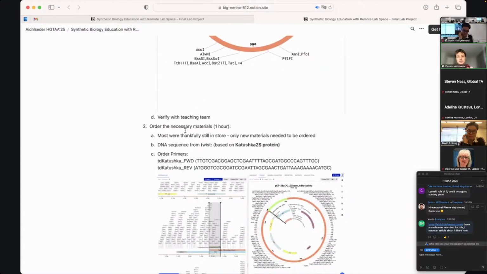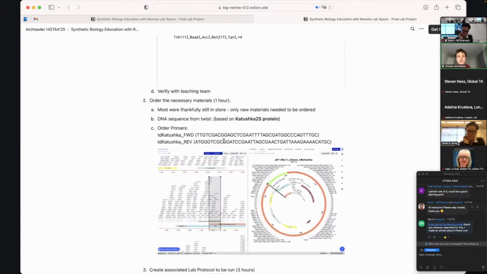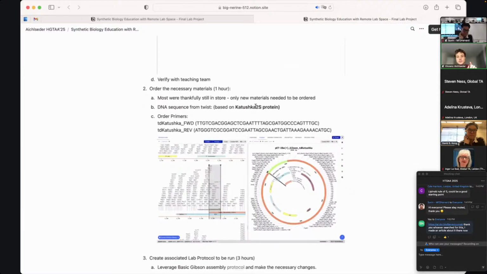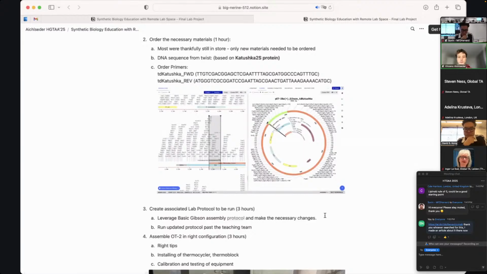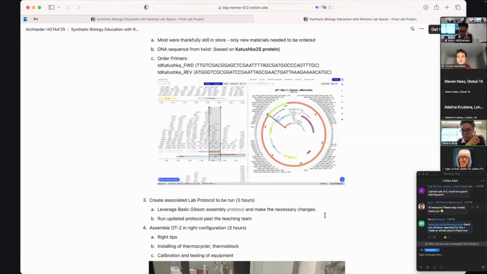Great shout out to the teaching team for helping me verify that, and to Twist for being able to order this protein sequence from them. And then we see here the forward and the backward primer so that we can actually insert it into the overall backbone. One more minute, Vincent.